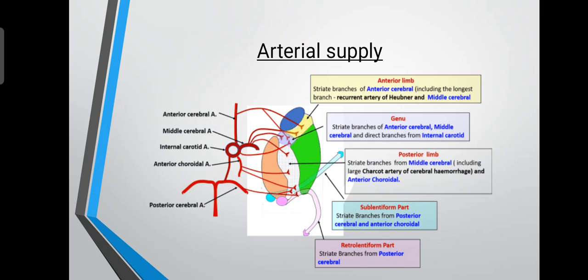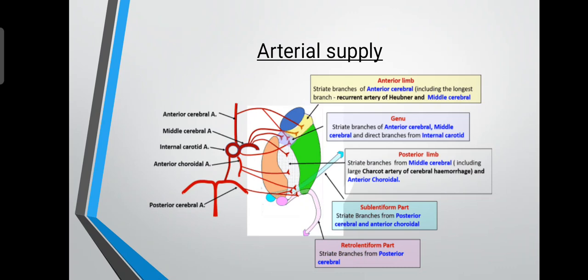Next is the genu. The genu is also supplied by the striate branches of anterior cerebral artery, middle cerebral artery, and it also receives direct branches from the internal carotid artery. And the posterior limb is supplied by striate branches of middle cerebral artery and anterior choroidal artery. One branch of middle cerebral artery is called the Charcot artery of cerebral hemorrhage, which is more prone to rupture and cause hemorrhage.